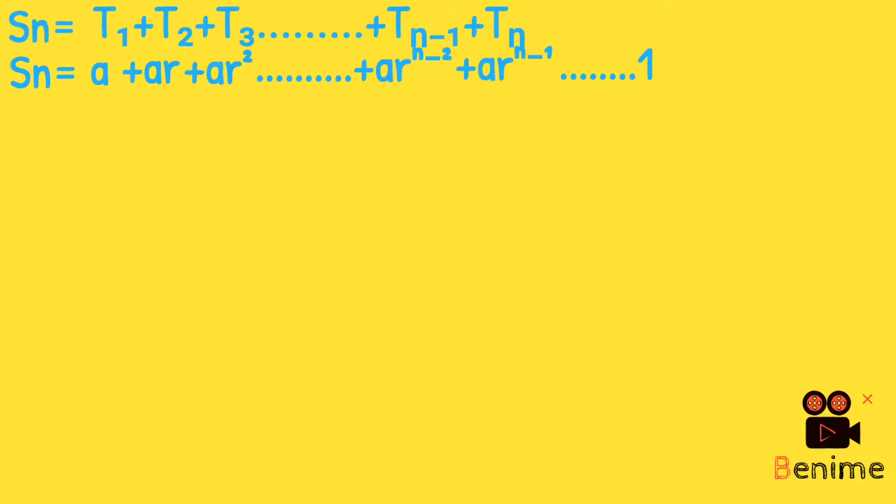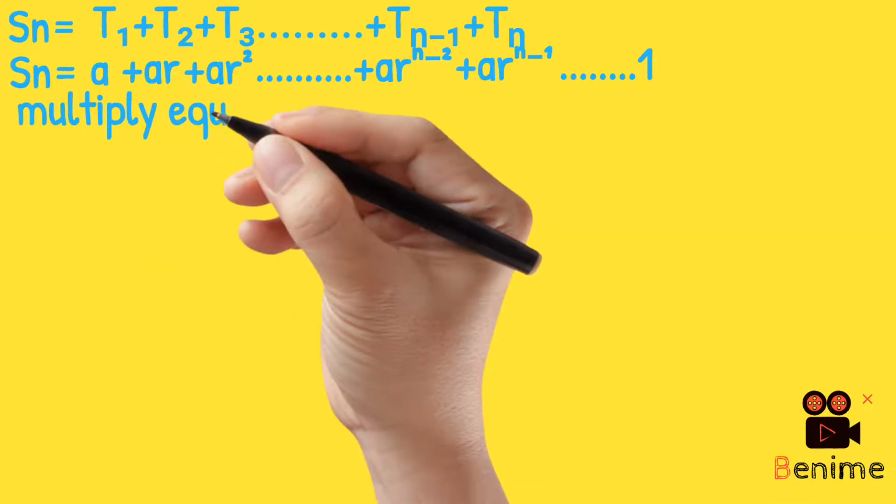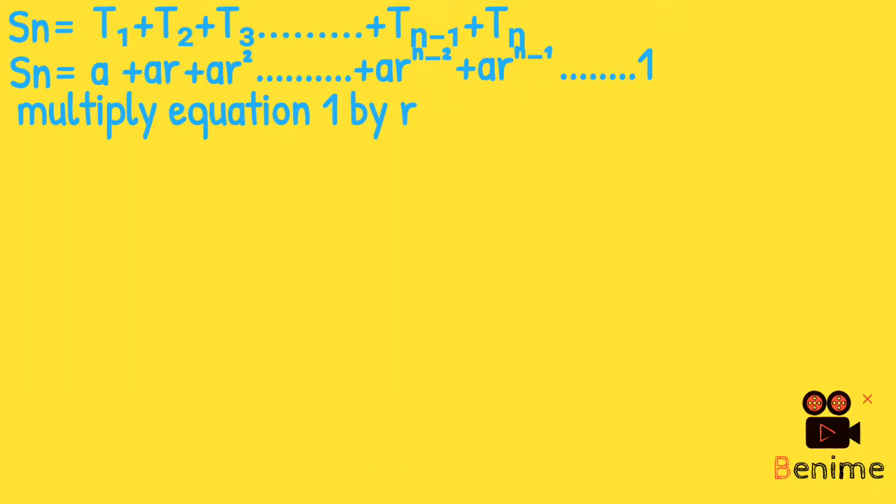So from here, this is what you will do. You multiply equation 1 by r. Just follow the step. Multiply equation 1 by r. That is, multiply the right hand side and the left hand side by r. The left hand side is Sn. So multiplying Sn by r, you get rSn.